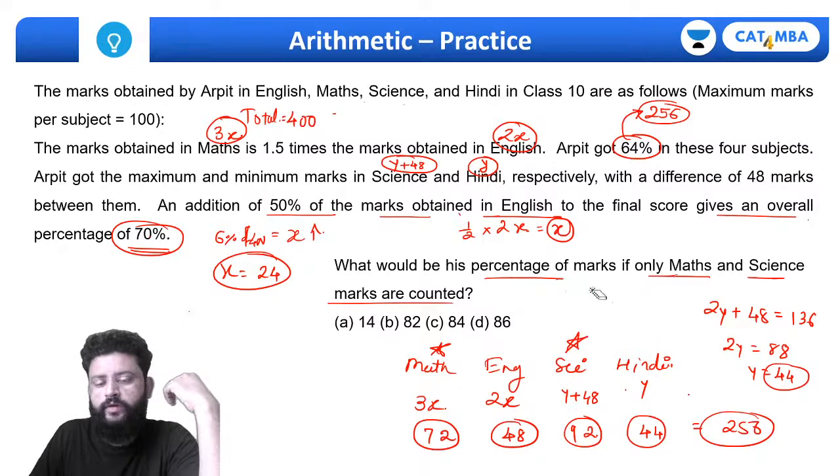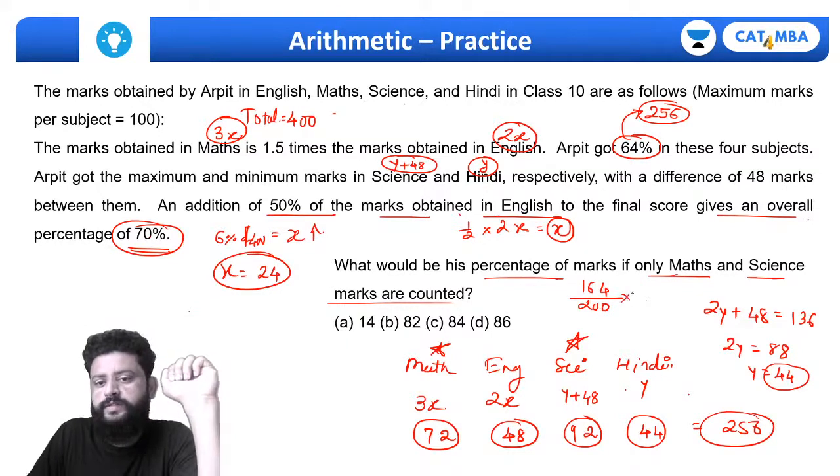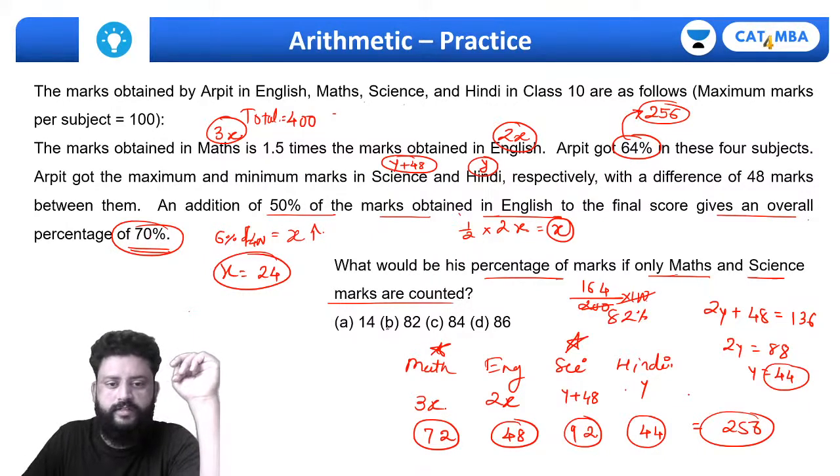Sorry. It is about only maths and science. Sorry, not out of 400. It is 164 out of 200. दो subject को ही consider करना है. So the percentage will come out to be 82%. This is answer option B.